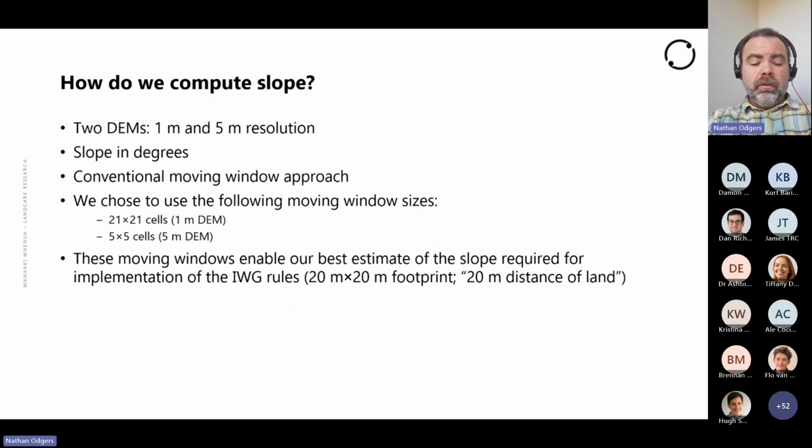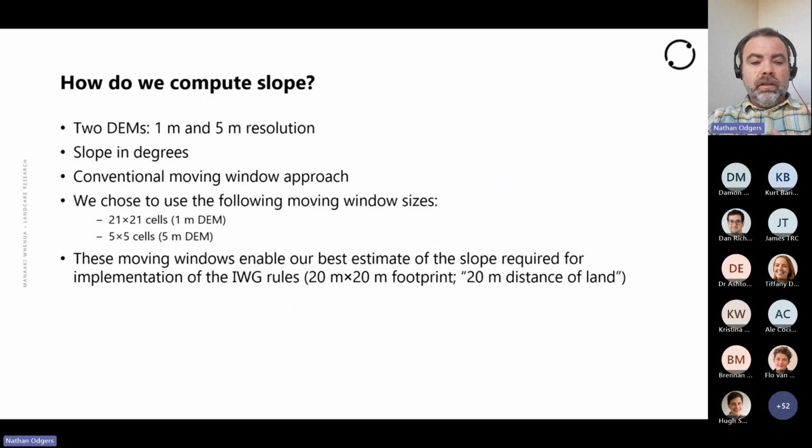The size of the moving window is important. I've put down here, so the size of the moving window is important. We set it up to use a 20 meter by 20 meter moving window. That's our best simulation of the slope required for the implementation of the intensive winter grazing rules.